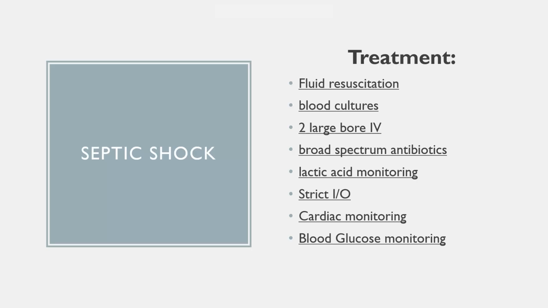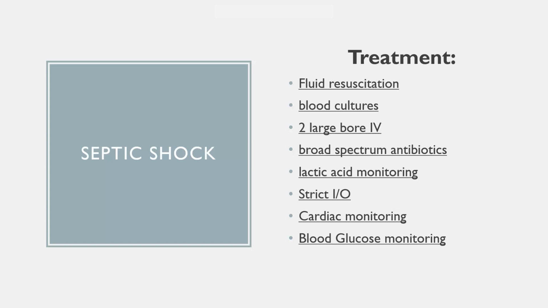So how do we treat it? We are going to fluid resuscitate. Remember, the fluid is not in the vessel. It is third spacing. We're going to do blood cultures. Is it because they have a bacterial infection? Why did their immune system become so overreactive? We're going to put 2 large bore IVs in. Start them on broad spectrum antibiotics until we figure out what the culprit is.